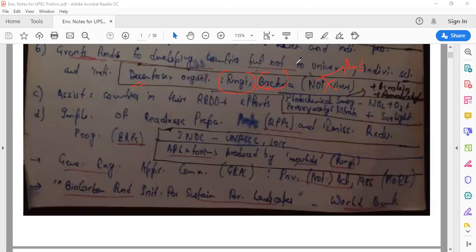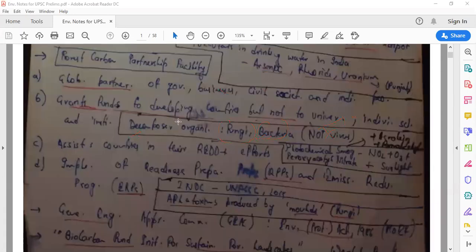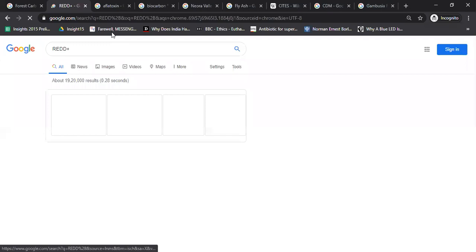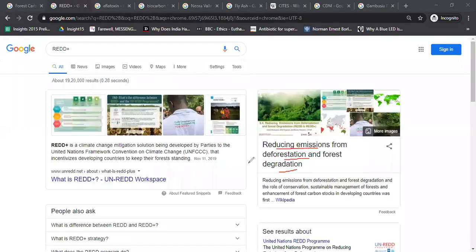Cool. Now, when we were talking about the Forest Carbon Partnership Facility, we left out certain parts: they also assist countries in their REDD plus efforts. Now, what is REDD plus? This is important because REDD plus has been asked again and again in different UPSC patterns. There was REDD, and then there is REDD plus. And this REDD plus also helps in poverty reduction. What does the full form of REDD mean? Reducing emissions from deforestation and forest degradation, right?